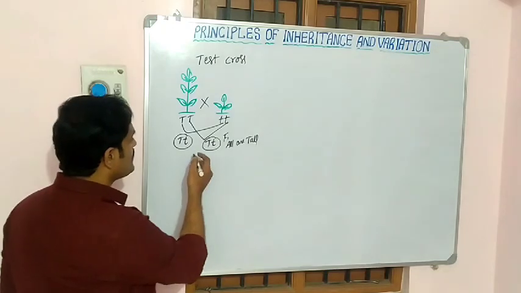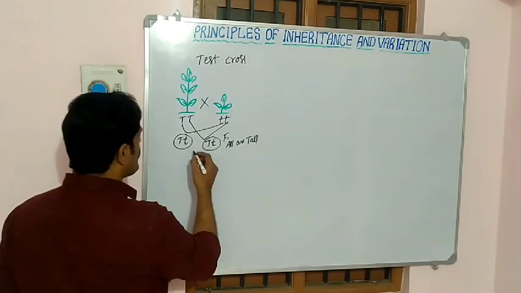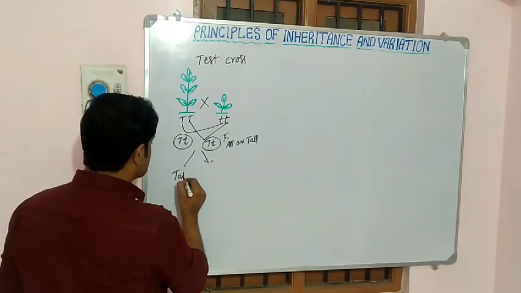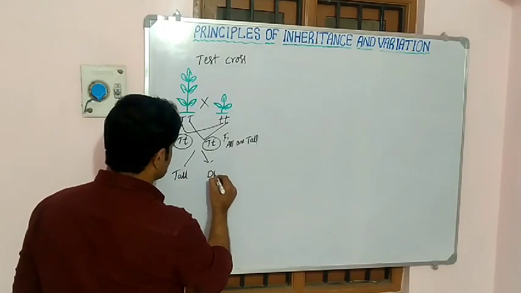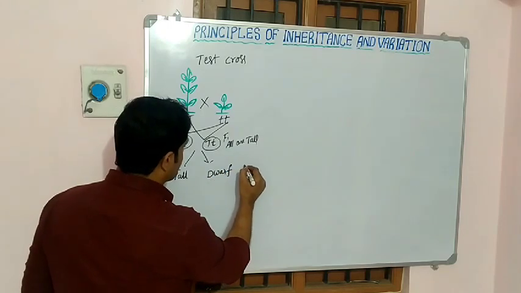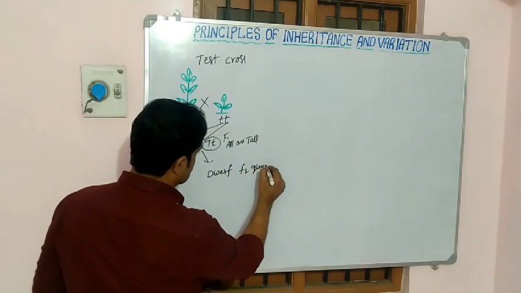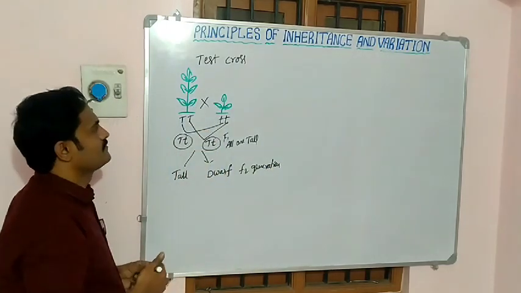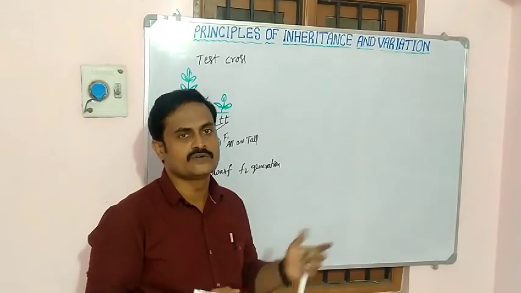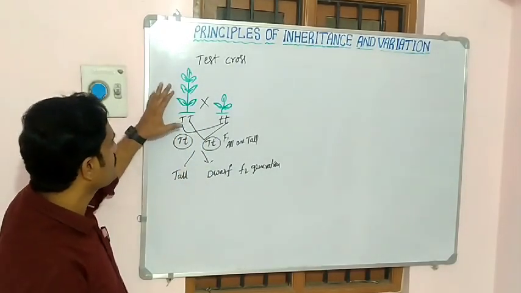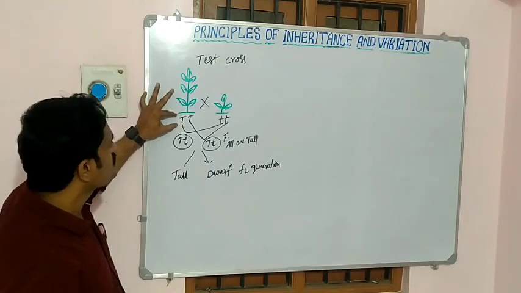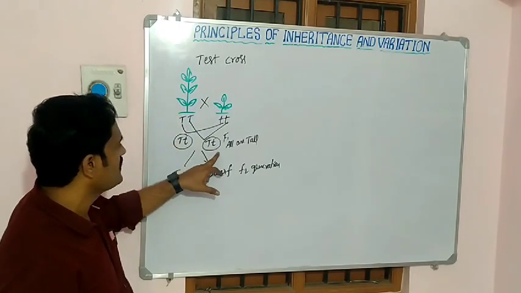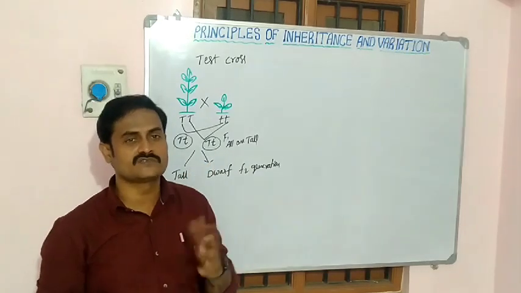Then during this process, what kind of plants arise? Some of them tall plants, some of them dwarf plants in the F2 generation. Already we explained how everything forms in the monohybrid cross. No need to write. Just remember, in the crossing between homozygous tall and homozygous dwarf, in the F1 generation all are tall plants. Which type of tall? Heterozygous tall.